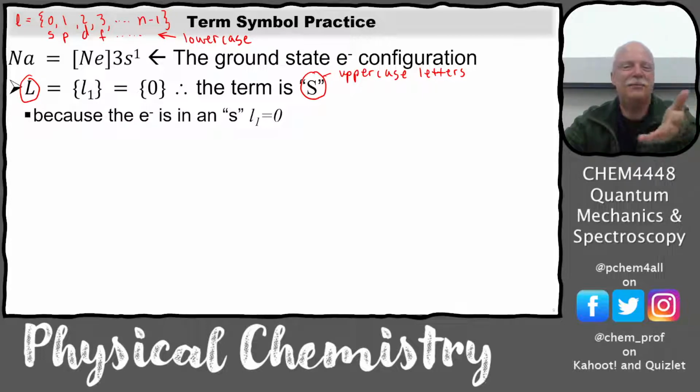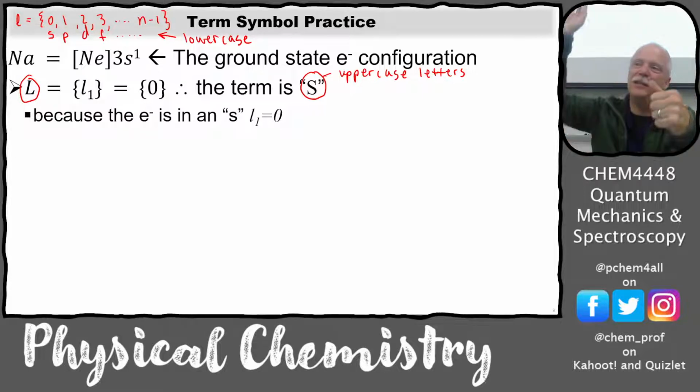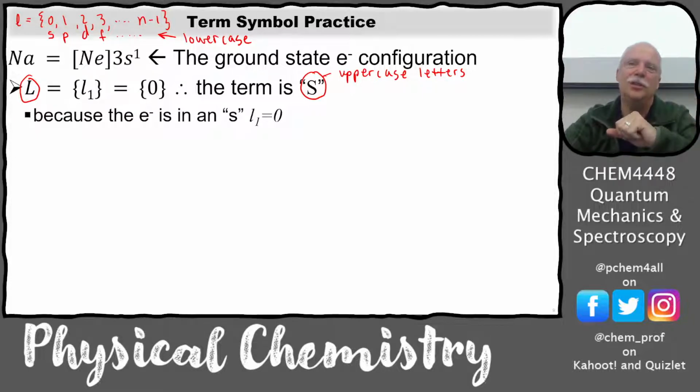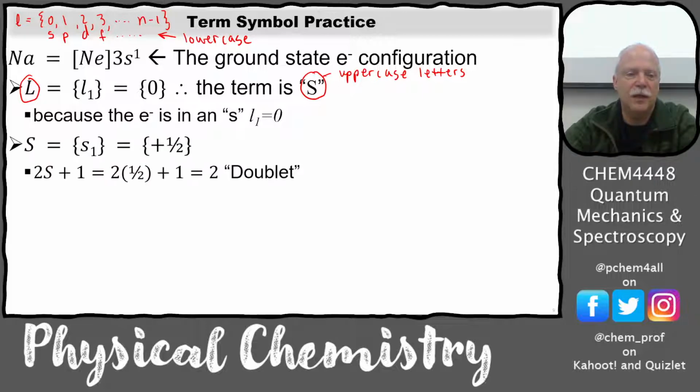Okay, so this works, and you can guess that now. Like if you have a single electron in an s orbital, the term's going to be a capital S. If we had a single electron in the g orbital, let's say a really excited state sodium, that'd be a capital G for that term. So whatever orbital a single electron is in, that's going to be the term for that particular situation.